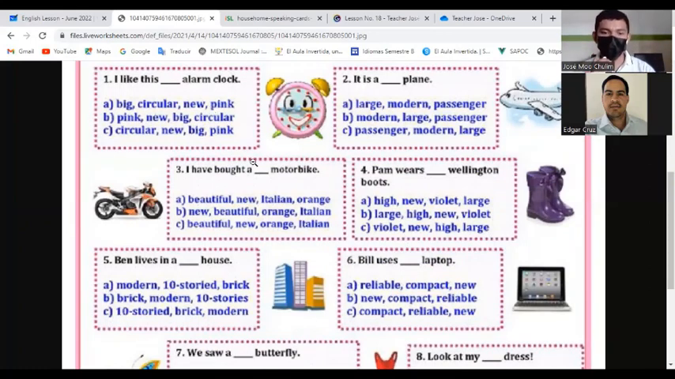Then we have sentence number 3. I have bought a space motorbike. Which one do you think is the correct answer for this exercise? Letter C. Beautiful, new, orange, and Italian. Okay, that's the correct answer for this exercise. I have bought a beautiful, new, orange, Italian motorbike. Okay, let's do one more.